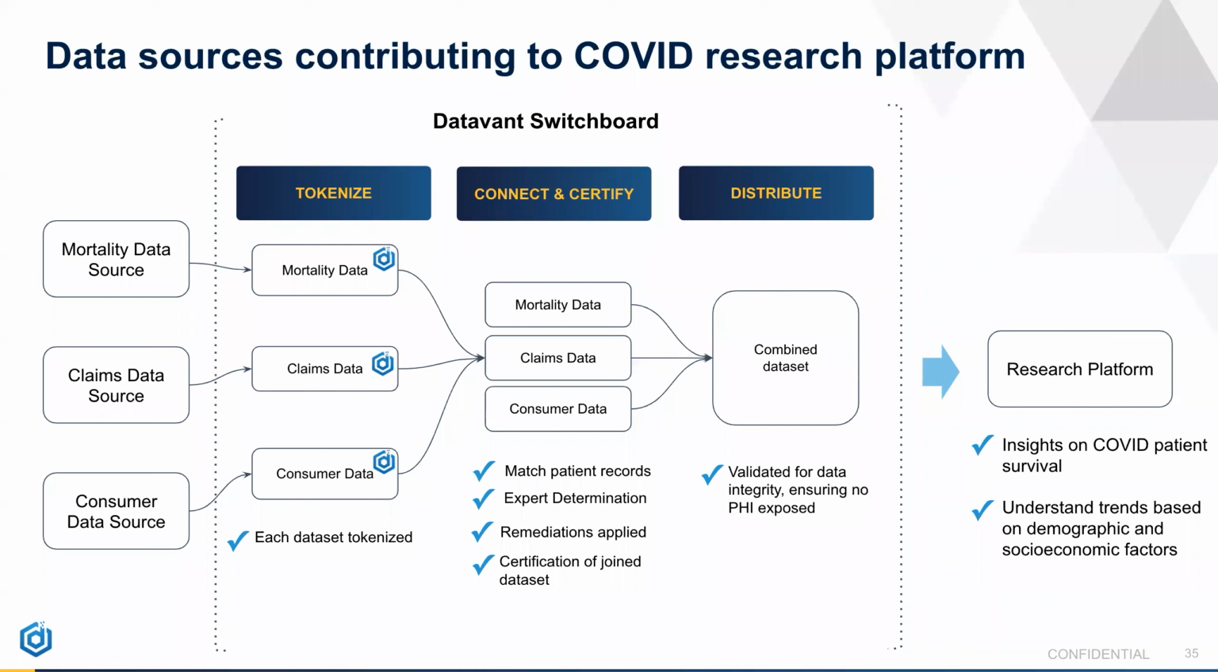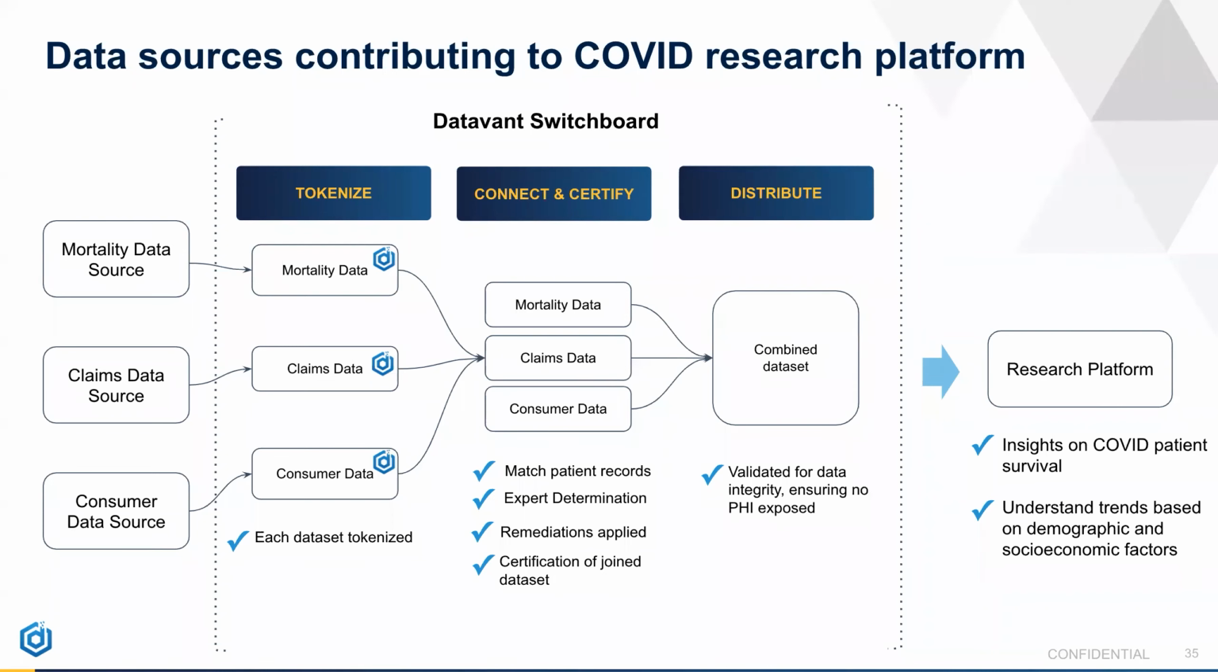So in this case, to do an assessment of, let's say, COVID and its correlations with diabetes or obesity, you may want to look at a number of different factors. You may want to look at a claims data source, try to understand who's been diagnosed. You may want consumer data to understand demographics about those patients, and you may want mortality data to be able to understand survival rates. And so we want to combine all those data sets together.